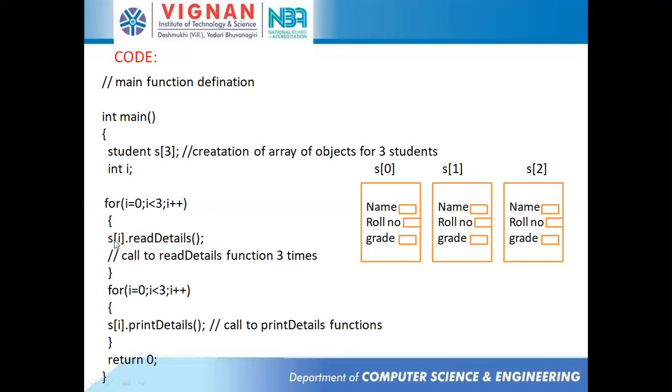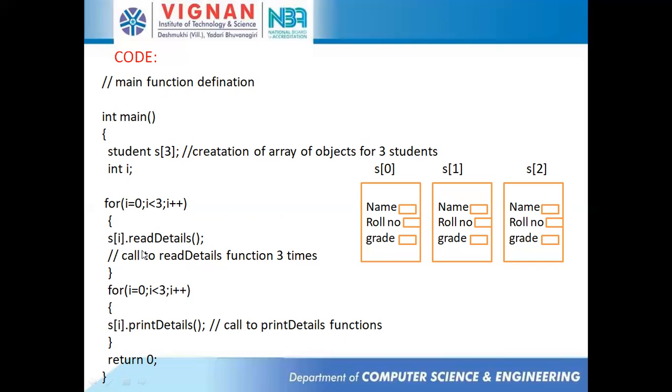So this I'm using within the loop, because this read details function we need to call 3 times, because we need to read the 3 student details here, right? So instead of typing this 3 times, I'm using it within the loop here. So the for loop I'm using here, i equal to 0, i is less than 3, i plus plus. So this i value will be repeated from 0 to 2 here.